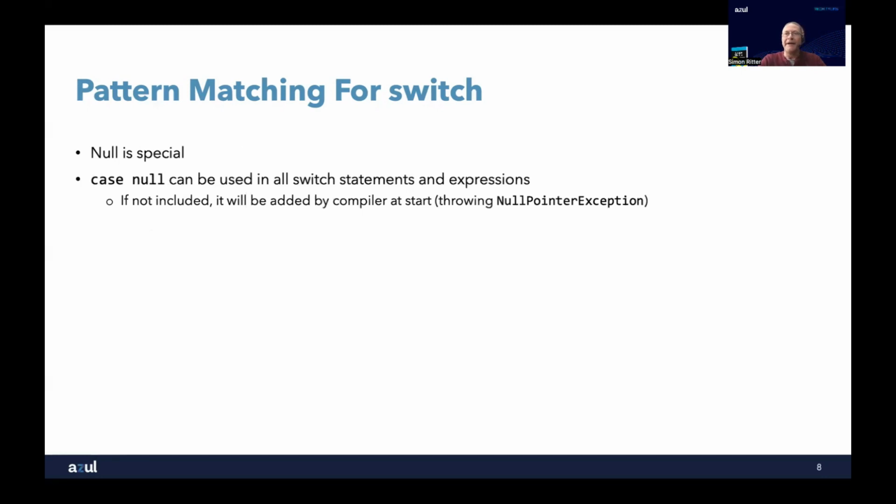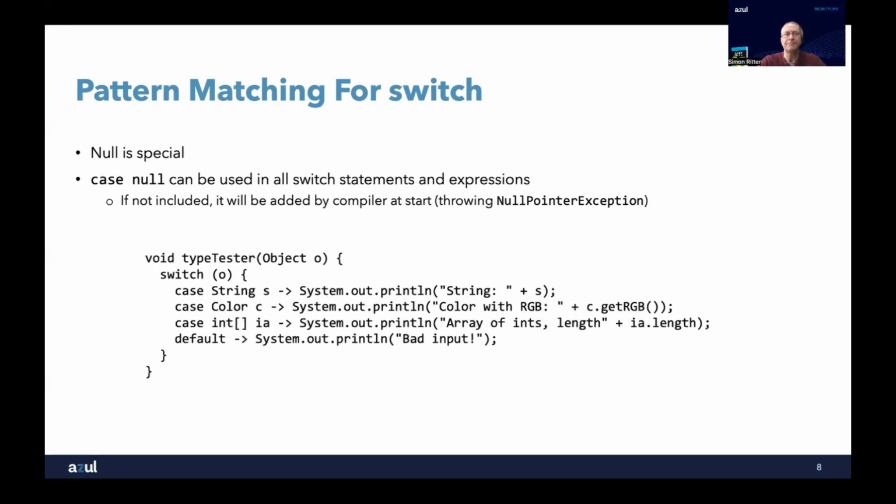Now, a little bit more about null, because null is a little bit special. So case null, obviously, we added that explicitly in the example that we had before. We don't have to do that. And to maintain backwards compatibility, the compiler will insert a case for us if we don't do it explicitly. What that will do is throw a null pointer exception, so you would get exactly the same behavior that you would have done previously, and it maintains that backwards compatibility.